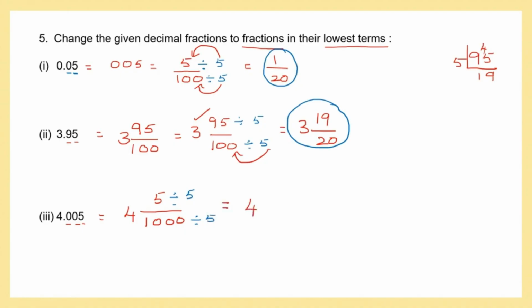I will write 4 as it is. Now 5 ones are 5, so my numerator is 1. Then 5 into how much is 1000? 5 twos are 10. Then I bring down the 0, bring down the 0. So 5 into 1000 is 200, so my denominator is 200. So this is my final answer, which is a fraction, and it has been reduced to the lowest term.